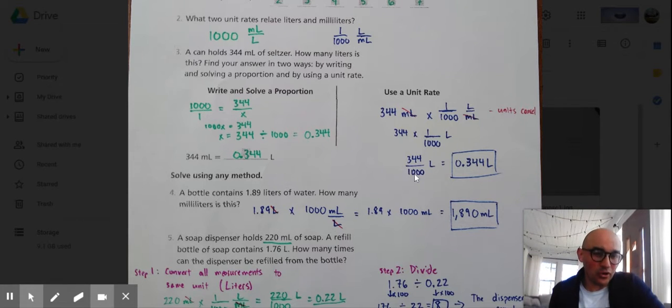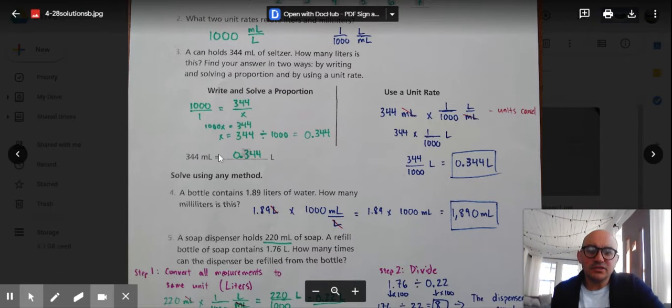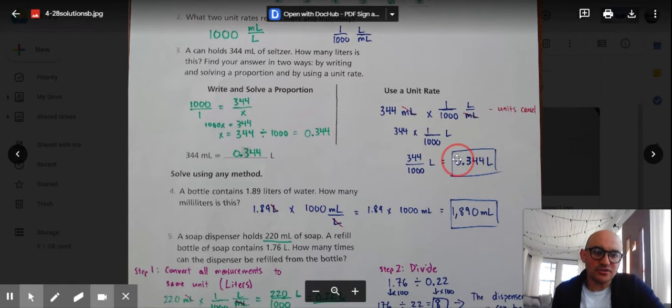I get 344 over 1,000, which is the same thing as 0.344. And I've kept my liter in the problem. That big capital L there stands for liters. And so that's the problem. So two different ways, we get the exact same answers, two different methods.